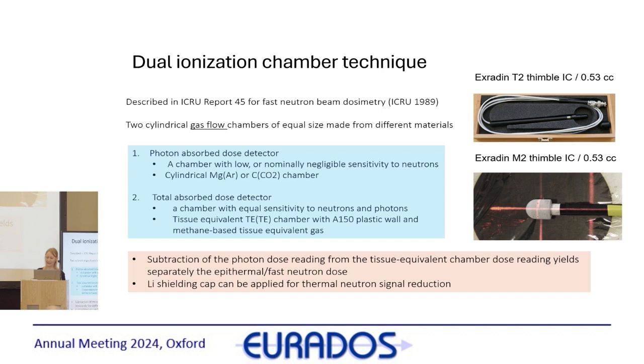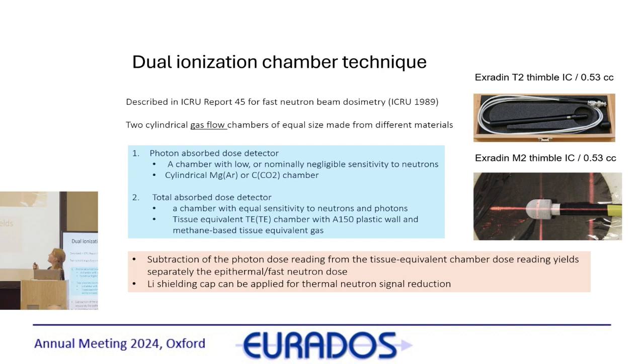We use Exradin cylindrical chambers, T2 and M2. And this M2 chamber, it is the photon absorbed dose detector. So it has magnesium shell and wall, and we flow argon gas. Alternatively, you could use graphite chamber with carbon dioxide gas. And this chamber is assumed to be neutron insensitive, or have very low neutron sensitivity.